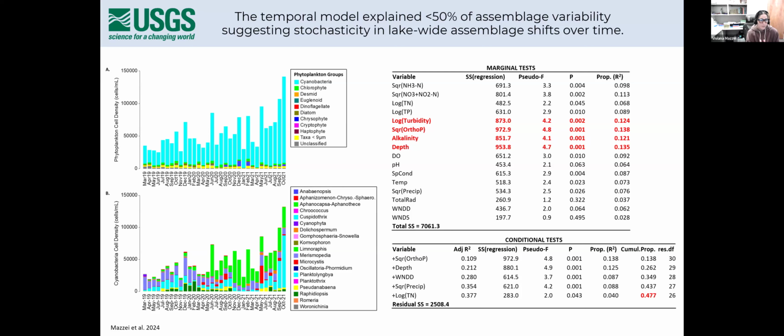These are all abiotic factors, so we don't have any biological variables, and that could also be playing a role in this variability that is unaccounted for by our models.